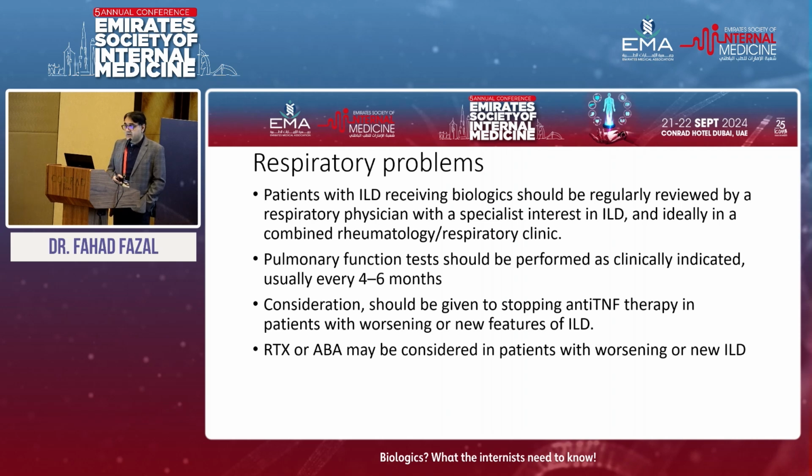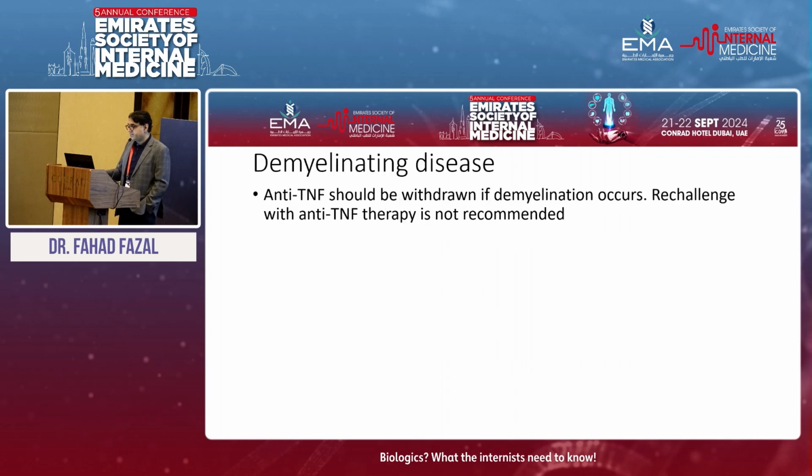Patients who have interstitial lung disease receiving biologics should be regularly reviewed with the respiratory physician or an internist or a doctor with a special interest in ILD. It is advisable to do a pulmonary function test every 4 to 6 months. Consideration should be given to stopping anti-TNF therapy in patients with worsening or new features of interstitial lung disease. Rituximab and abatacept are considered to be safe in patients who have interstitial lung disease.